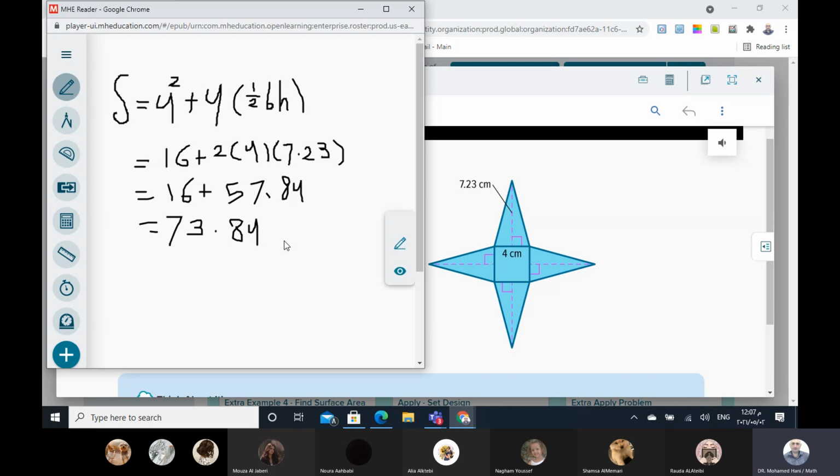Who can tell me what is the unit here? Centimeters. Centimeters or centimeters squared? Centimeters squared. Yes, because here it is the area, surface area. Who has any question here? No. Okay.